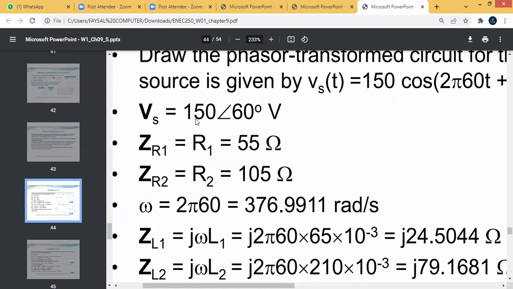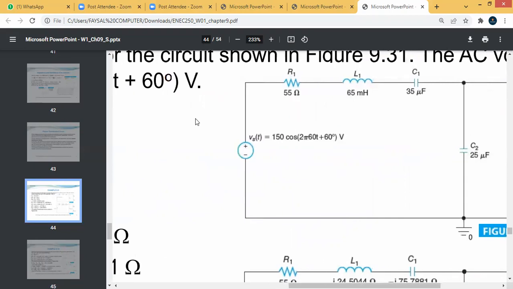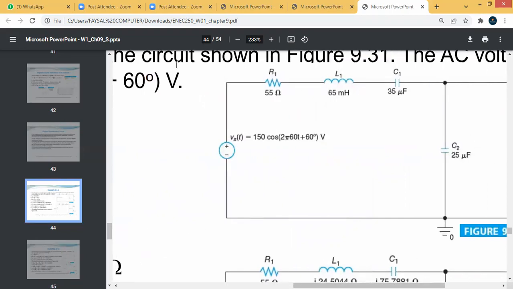It will be again the Z value, equals j omega L. So for Z1, it will be equal to j omega L1. Okay, so we just have to calculate or find the value. Is it clear?